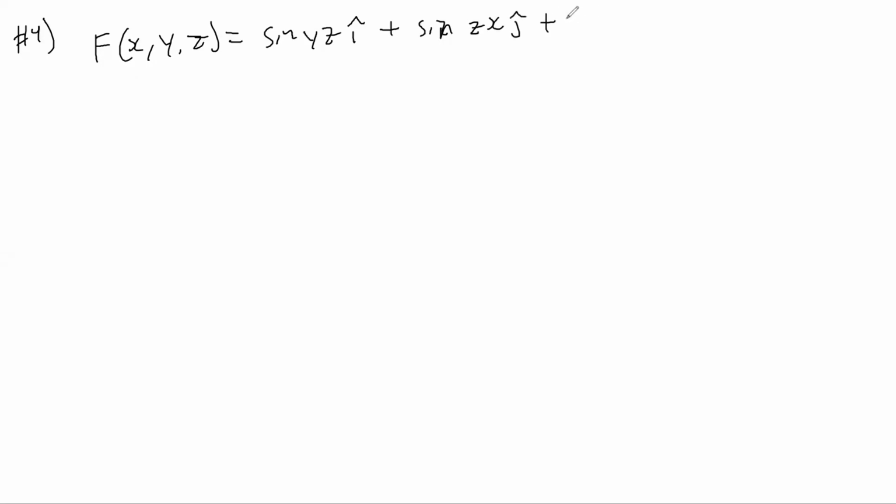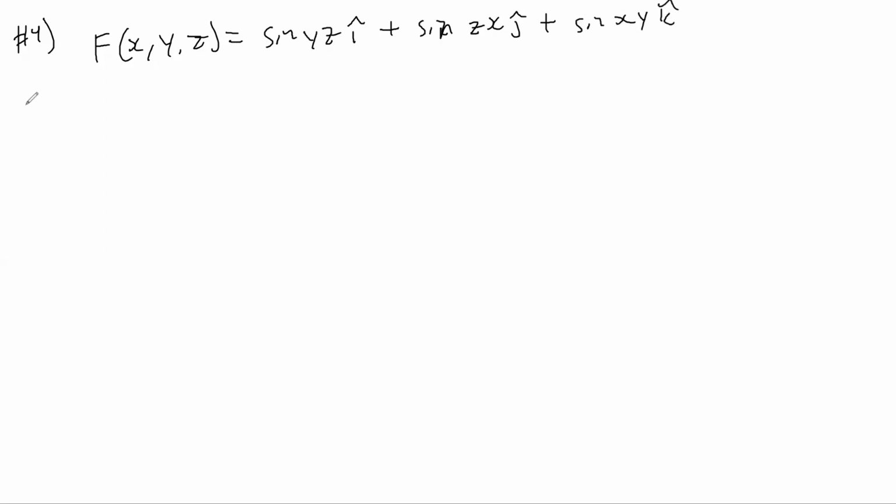Let's do one more before we wrap up today's session. Let's do number 4 for 11.5. Number 4 is essentially doing the same thing. The vector field they're giving us is sine of yz i hat plus sine of zx j hat plus sine of xy k hat.